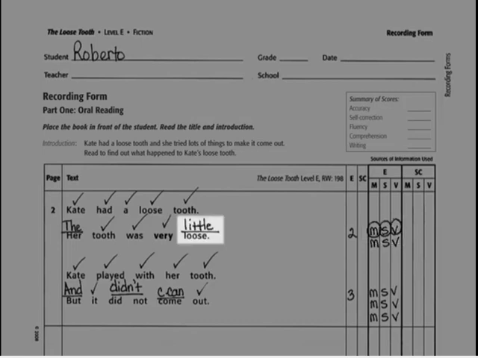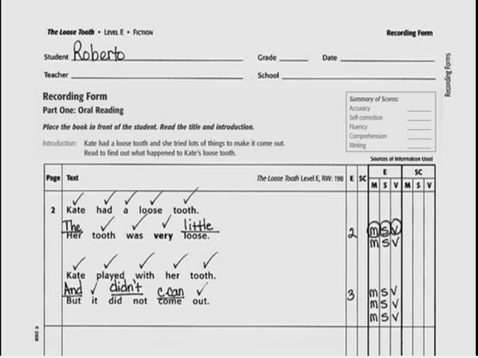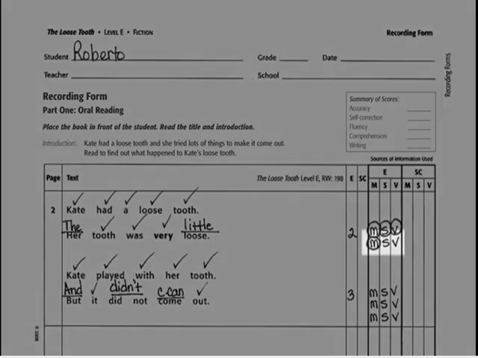Now look at his next error, "little" for "loose." Read the sentence through the error. Would that error make sense in the story? Yes. Syntactically, could we say "little" for "loose" there? Yes. Is there any visual similarity between "little" and "loose"? Yes. Again, for this error, you should circle M, S, and V.